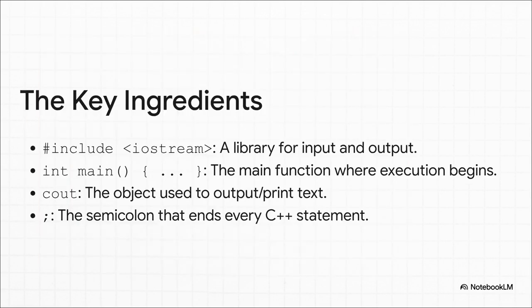That first line, #include iostream, is basically telling the program, hey, go grab the toolkit for handling input and output. Then you've got int main with those curly brackets. That's the main stage. It's where everything kicks off. cout, which we say like "see out," is the program's megaphone. It's how you display stuff on the screen. And that little semicolon at the end, that's the period of C++. Every single instruction has to end with one.